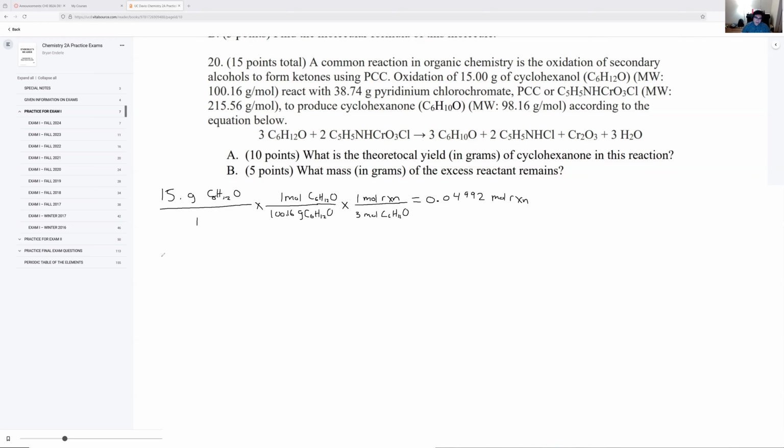Now we're just going to do the exact same thing with the pure PCC. So I'm actually just going to skip a bunch of the talking just because it's the exact same thing. So you should kind of get the gist now. So for every 1 mole, we get 215.56 grams.